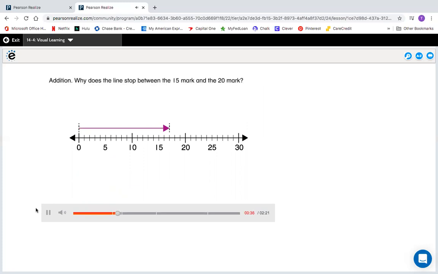Why does the line stop between the 15 mark and the 20 mark? The line stops between the 15 mark and the 20 mark because we're going to 17. So we're at 15, 16, and 17. This little line right here shows 17, which is how many blocks she walked before dinner. That is where 17 is. It is 2 spaces past 15. Amelia walks 17 blocks before dinner.